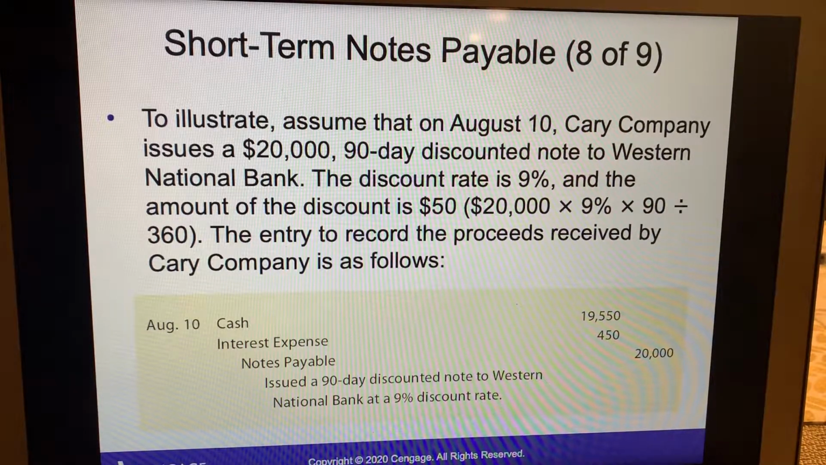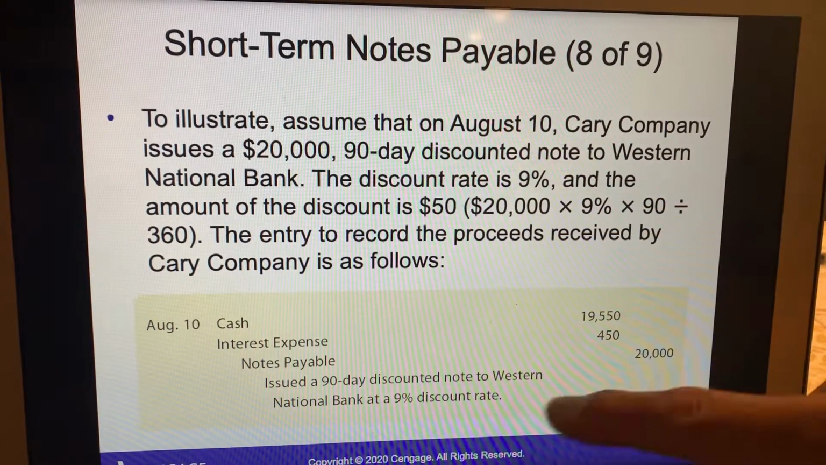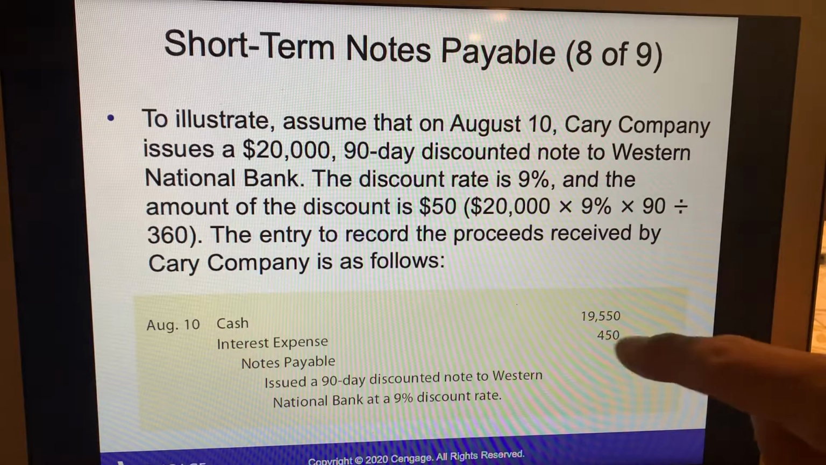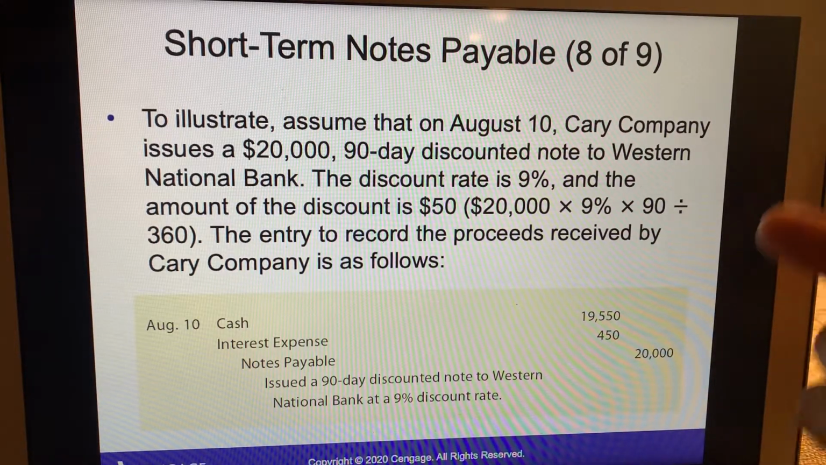The discount rate is 9%. So the amount of the discount is $450, and that was 20,000 times 9% times 90 over 360. So then that's how we get the $450. Then we'll go cash received of $19,550. Notice there's that discount of $450 right there, and then interest expense of $450, and then notes payable for $20,000. So this one we're receiving the payment, or their company is receiving it.